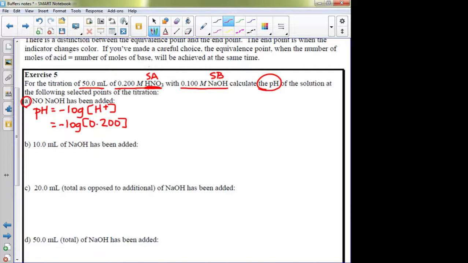Notice how many sig figs are in 50.0? 3. How many are in 0.200? 3. How many are in 0.100? 3. So how many decimal places do I need? 3.